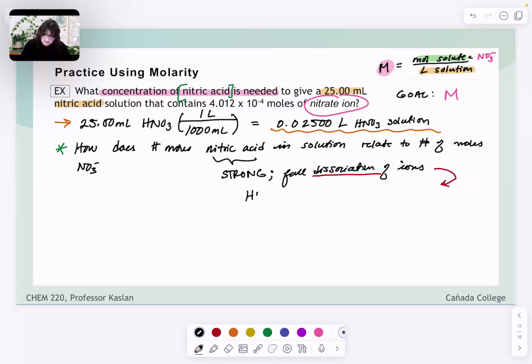So if I take nitric acid and I dissolve it in H2O, then I'm going to have in solution H plus split up from NO3 minus, because I'm recognizing nitrate as the polyatomic ion. So the dissociation, or the severing of that ionic bond, is happening here.